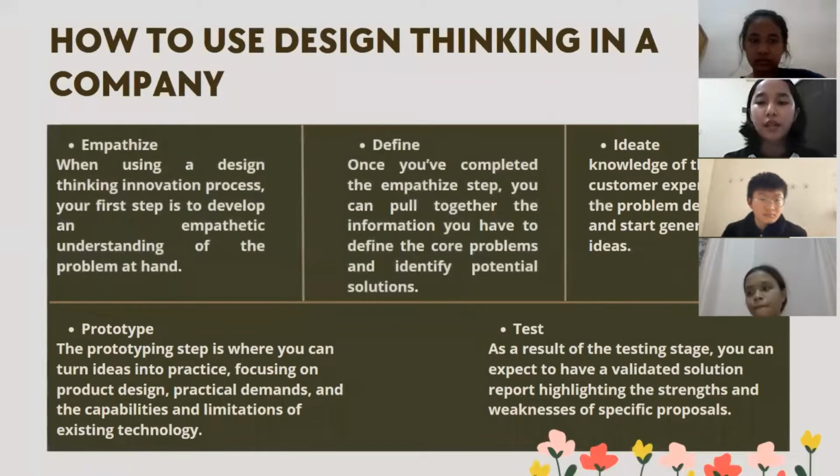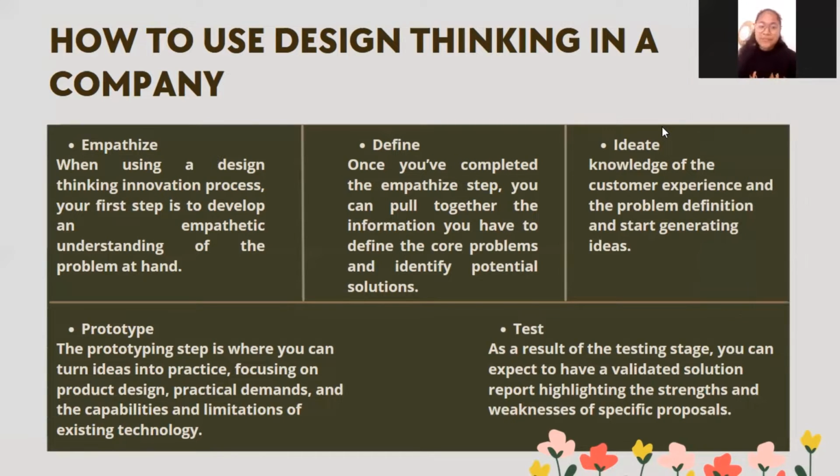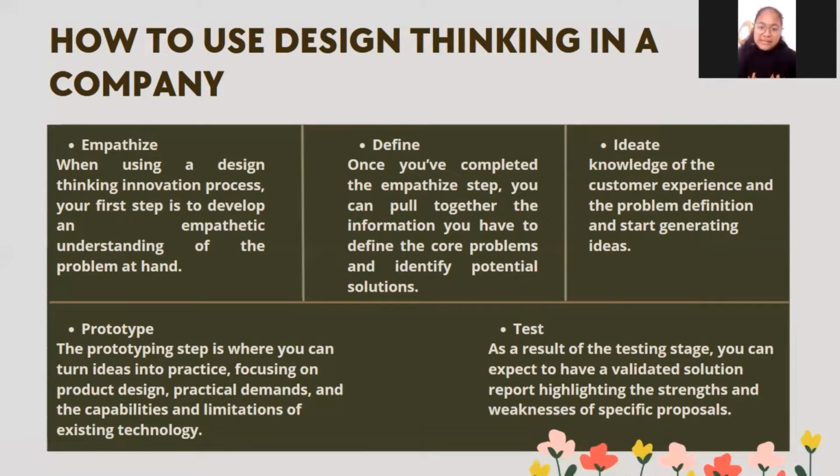The third part will be explained by Paulina and Yushuan. Time is yours, guys. Thank you. And in this slide, Liu Yushuan and I are going to explain how to use design thinking in a company. There are five key guidelines to use design thinking in a company: empathize, define, ideate, prototype, and test. I'm going to explain the first three, and the last two will be explained by Yushuan.